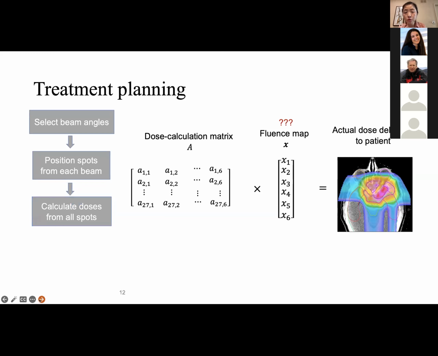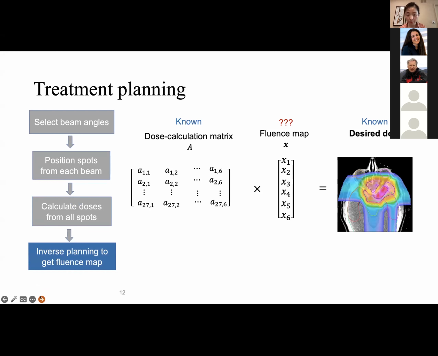However, in a treatment planning process, this fluence map X is actually the variable. So we don't know what the real numbers are, and that's also our goal to get it. But on the other side, we know what our desired dose is. We know how much prescription dose we want for our target and lower dose to the critical structures. And the dose calculation matrix A is also known from our previous preparation. That makes us able to do what's called inverse planning to solve some problems and get the fluence map X.